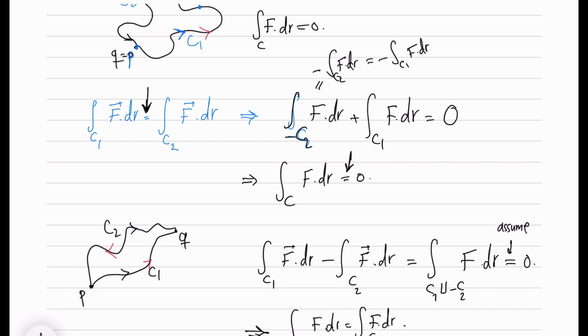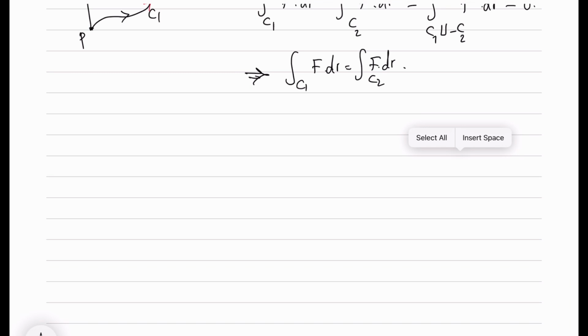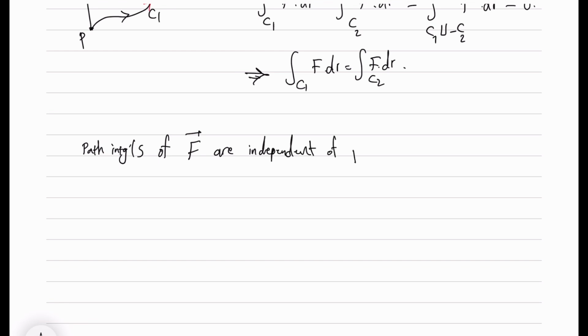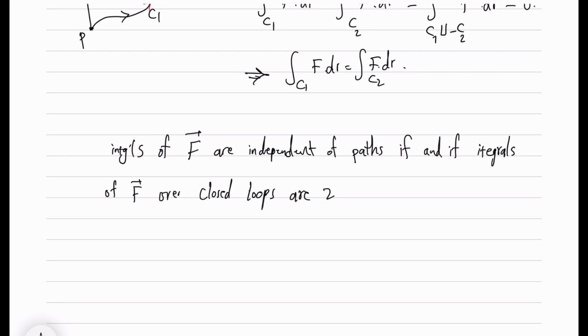Okay, so what we concluded again is that path integrals of a vector field are independent of path. Let's avoid this repetition. Integrals of F along curves are independent of path if and only if integrals of F over closed loops are 0.